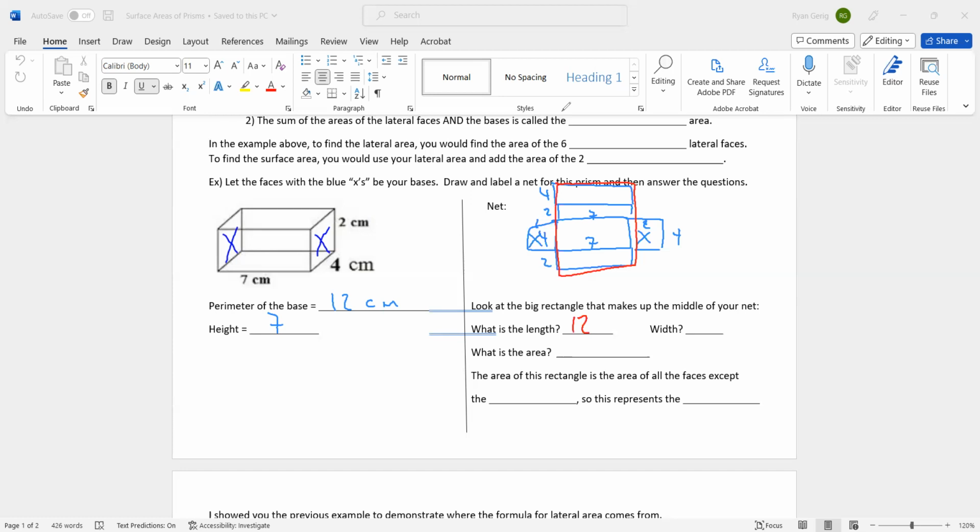What's the width? So the horizontal distance is 7. Hopefully you've seen those numbers before. What is the area of that rectangle? Well, it's just 12 times 7, so 84. And I think it was centimeters squared.